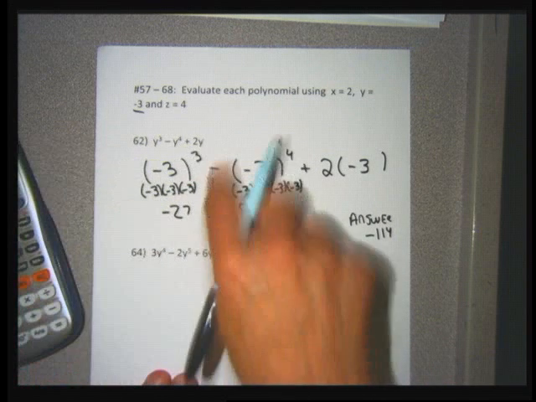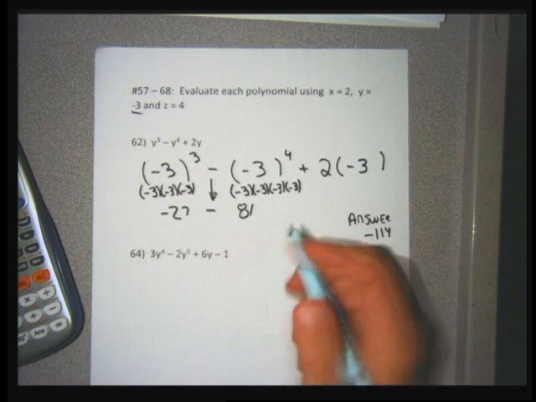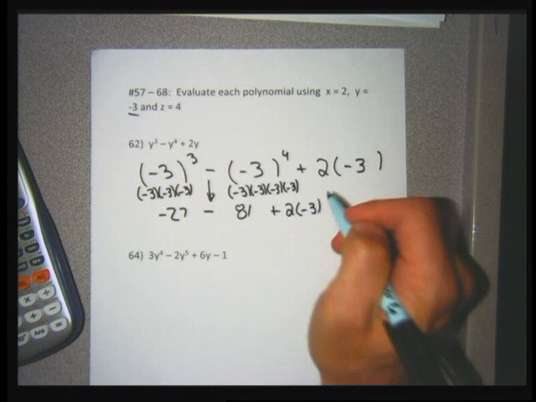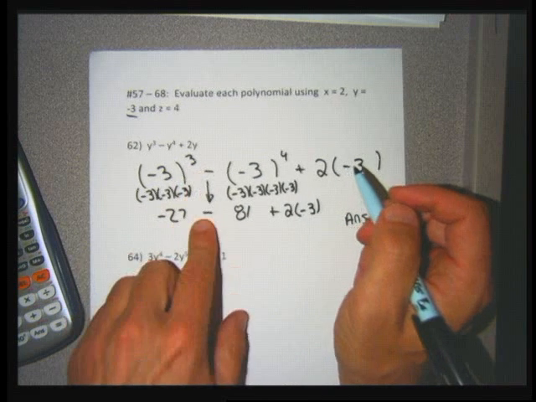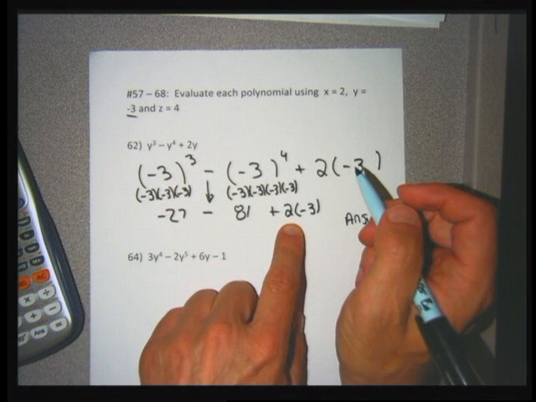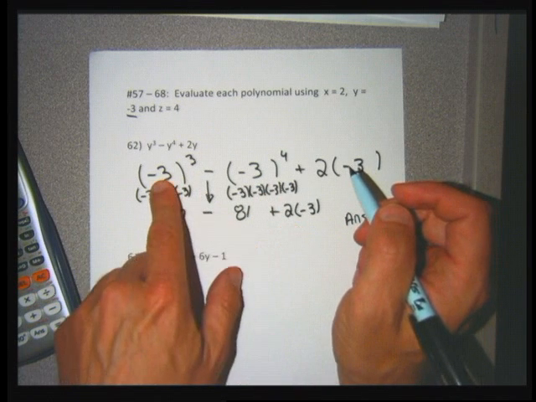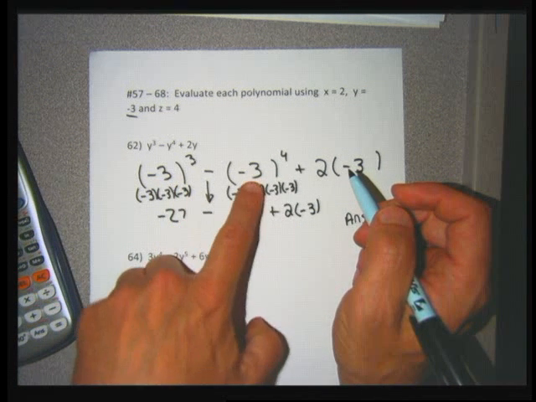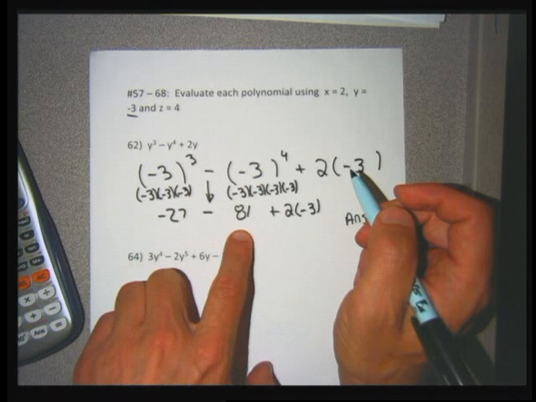And notice I brought this minus down. The only thing that's changing on my first step is I'm getting rid of the exponents, and every other part of the problem stays the same. The minus stayed the same, the plus 2 times negative 3 stayed the same. I just did the first exponent, negative 3 cubed, turned that into a negative 27, and turned negative 3 to the fourth into a positive 81.